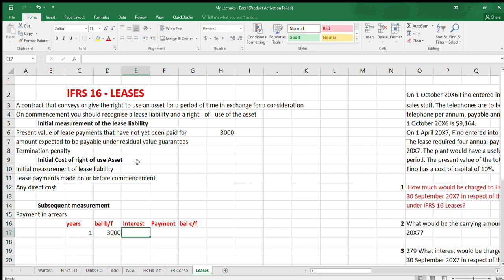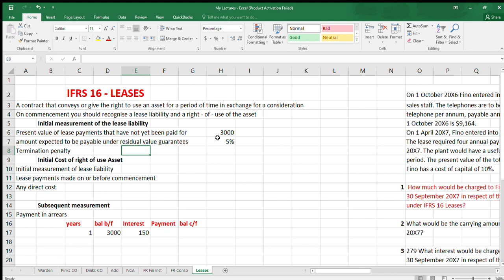And your interest, in the question they will give it to you that the interest rate is, let's say, 5%. So your interest becomes this multiplying your 5%. And you add it to the balance brought forward because at the end of the year, the lease payment generates interest because the lease payment is subject to inflation and interest. So you add it to the remaining balance. And this payment is always negative. Why is it negative?